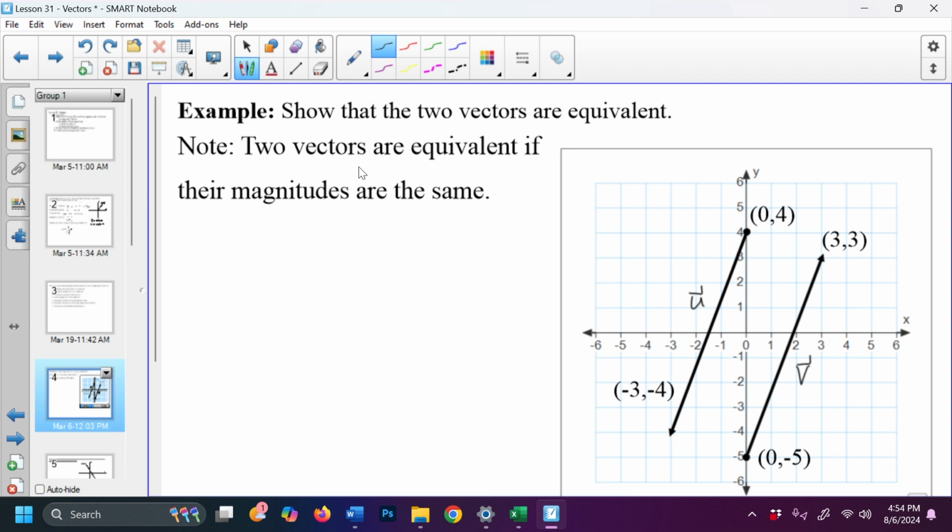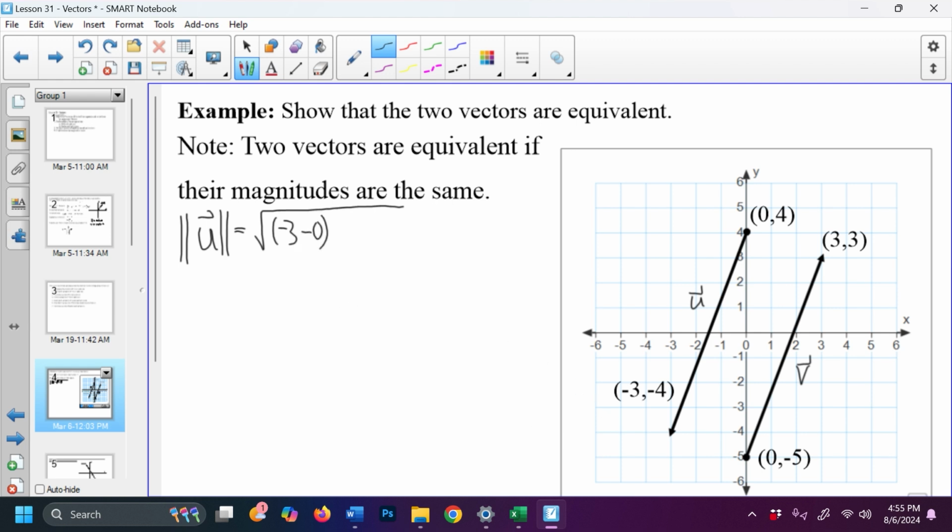As an example, show that the two vectors are equivalent, and I'm giving you a little note here. Two vectors are equivalent if their magnitudes are the same. So what we will do is find the magnitude of each vector. We'll start with this vector u. The magnitude of vector u will be equal to the square root of, now these vectors are not in component form. We're going to have to find the x component and the y component to calculate the magnitude. So we'll take this n value, so we'll go -3 minus 0.